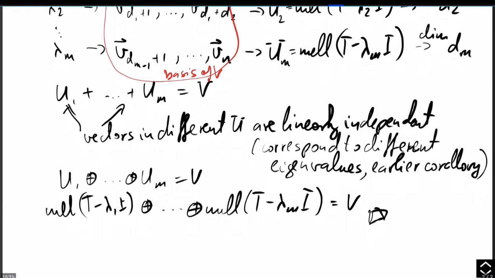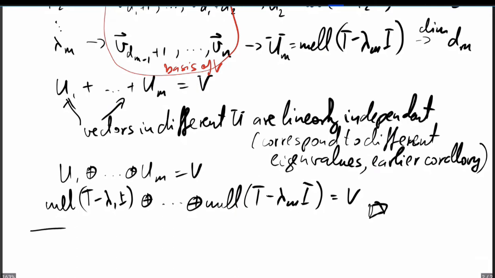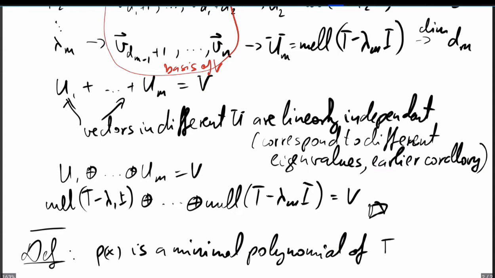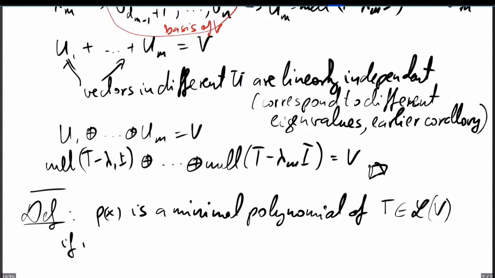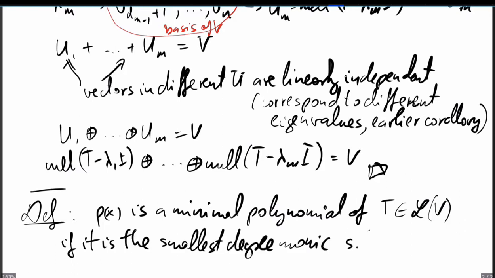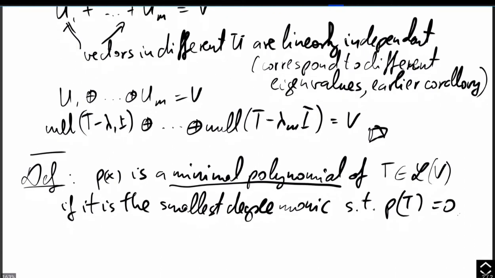There are a few more statements left from this section. For this we need the definition of minimal polynomial from a previous chapter that we didn't cover. So what we have is that p of x is a minimal polynomial of T, a linear operator on V, if it is the smallest degree monic polynomial such that p of T equals the zero operator. This is a theoretical concept, the minimal polynomial. It is somewhat similar to the characteristic polynomial, but not always the same.